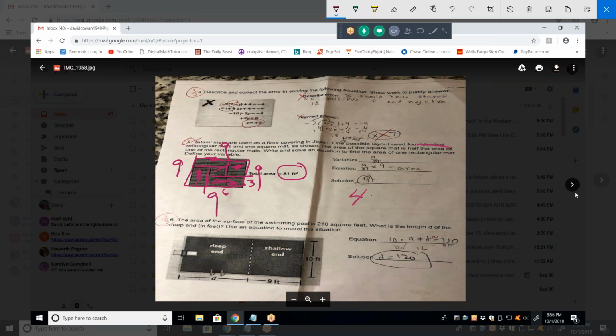So we got 4 rectangles times each of their areas is 18. Plus we got that square in the middle. There's one square, and it's got an area of 9. Well, guess what? That adds to 81. So we've done it correctly. We know exactly how it's laid out, and we know the dimensions of every rectangle. Every rectangle is a 3 by 6, and that middle square is a 3 by 3. So let's see if we can answer it the way this English teacher has written it.